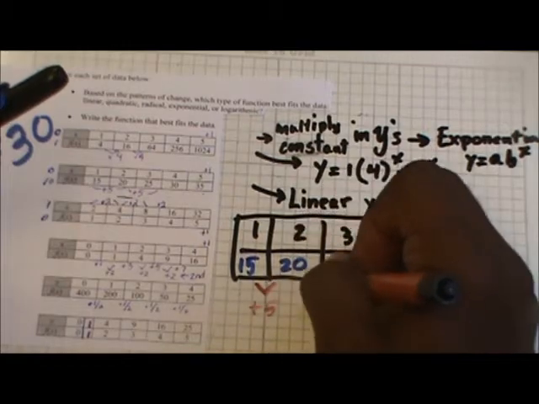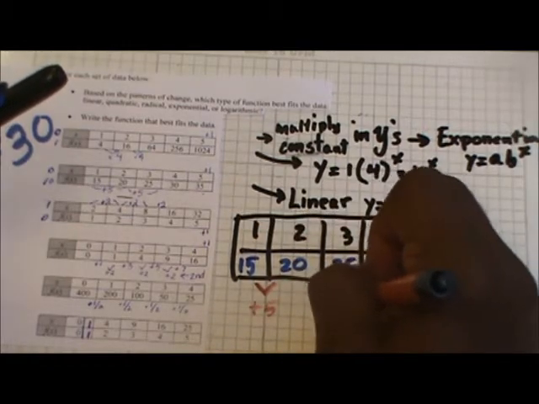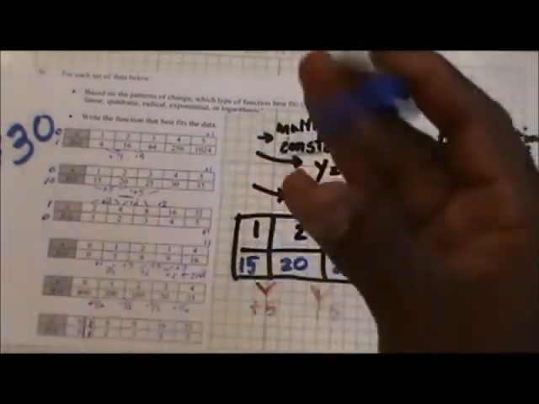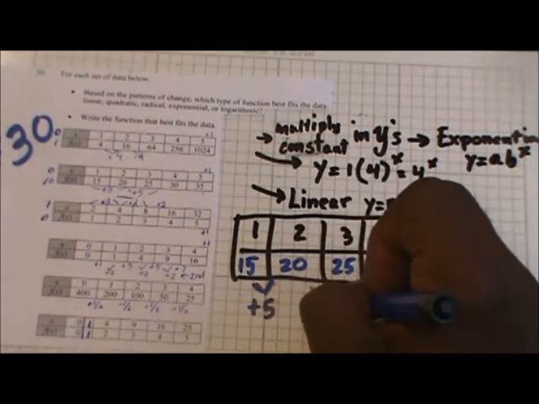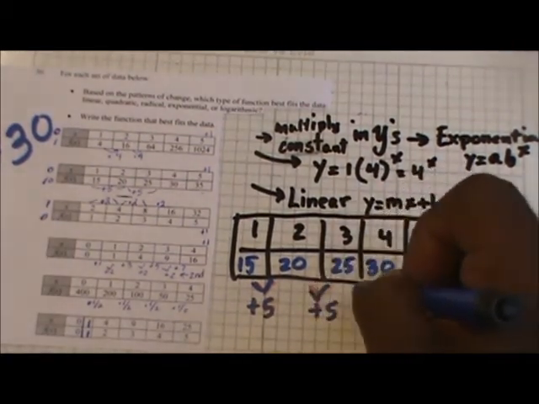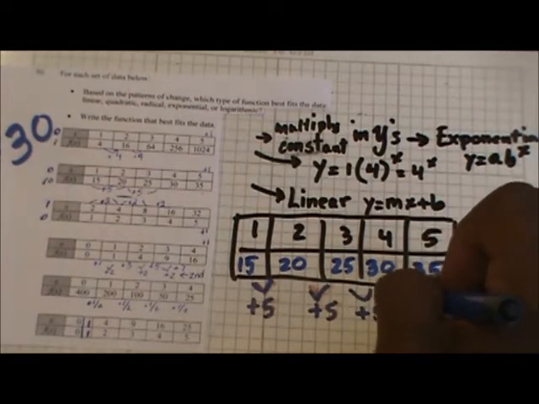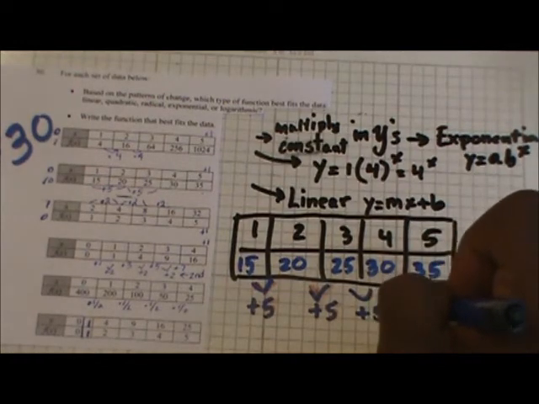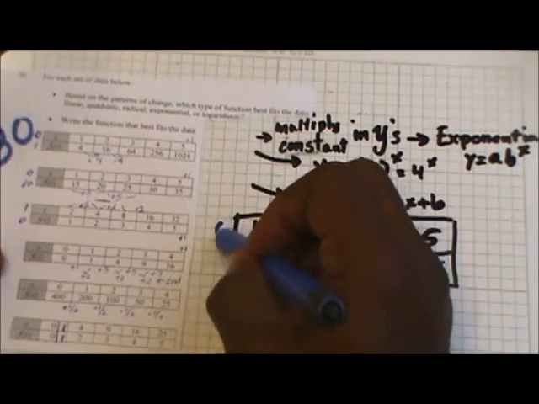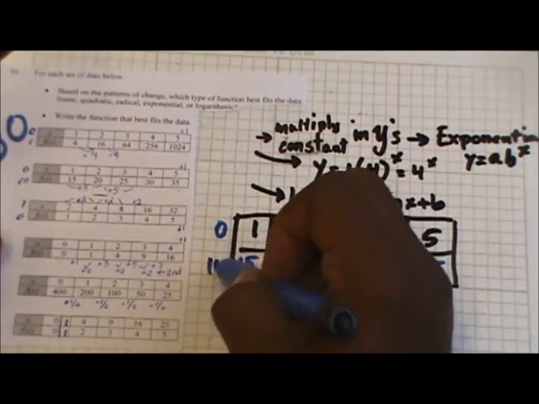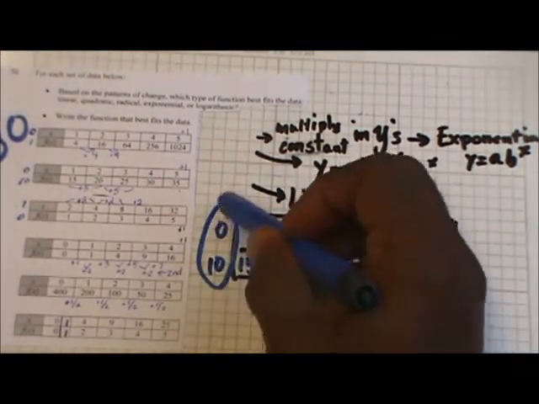We're going plus 5, plus 5. Whoa, running out of ink here. Plus 5, plus 5. Plus 5, plus 5. So in your table, we have that 0, 10 value. Because that becomes important.